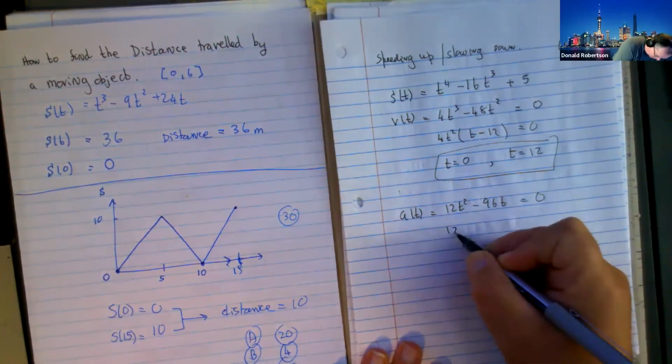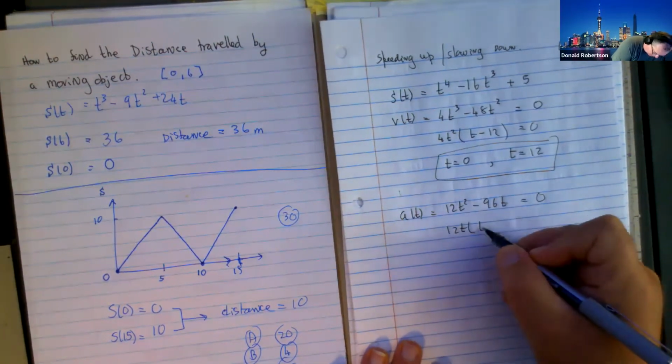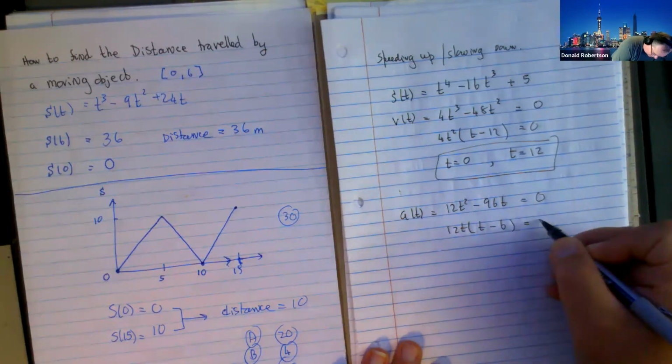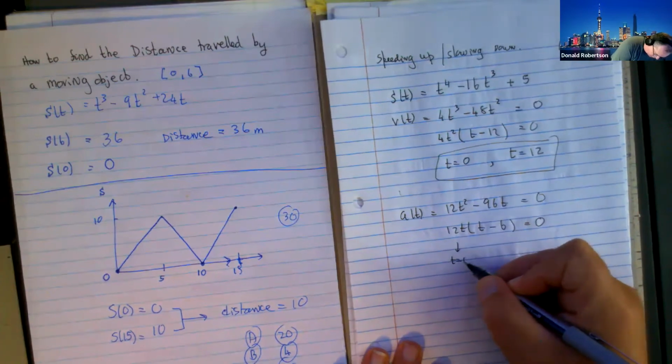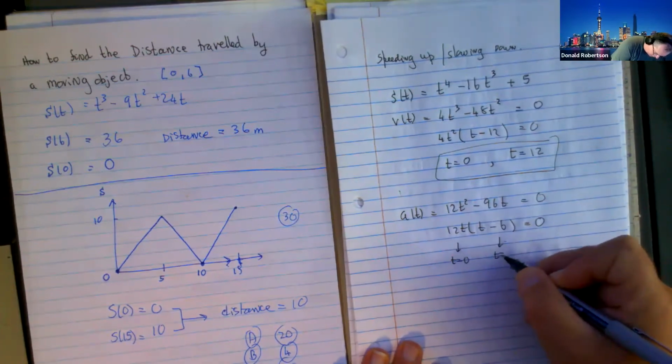Pull out 12t as a common factor. And you will get what? t equals 0 and t equals 6.